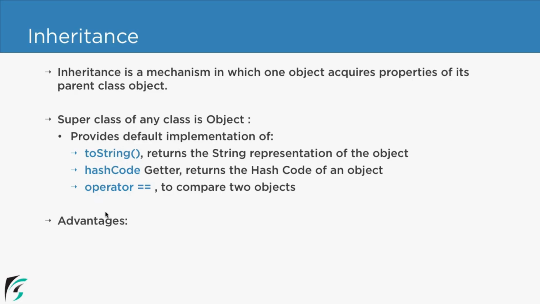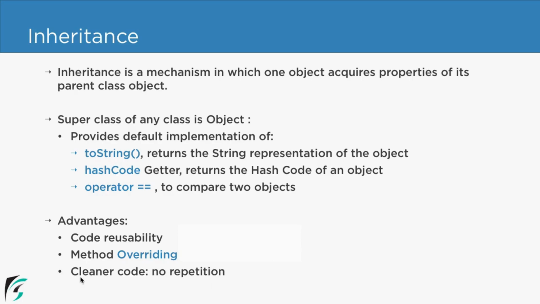Now what are the advantages of using inheritance? Well, first of all, it reduces code redundancy. That is, it simply promotes code reusability. Secondly, it simply provides the mechanism of method overriding, which again we will cover in our upcoming videos in this section itself. And in the end, it simply makes our code look much cleaner because it reduces code repetition.